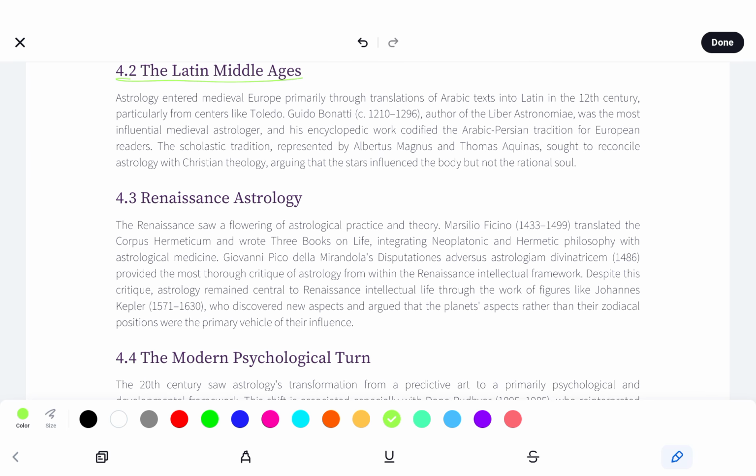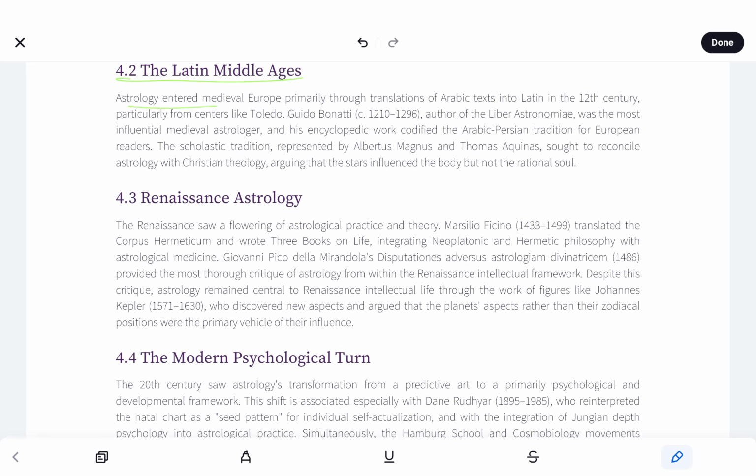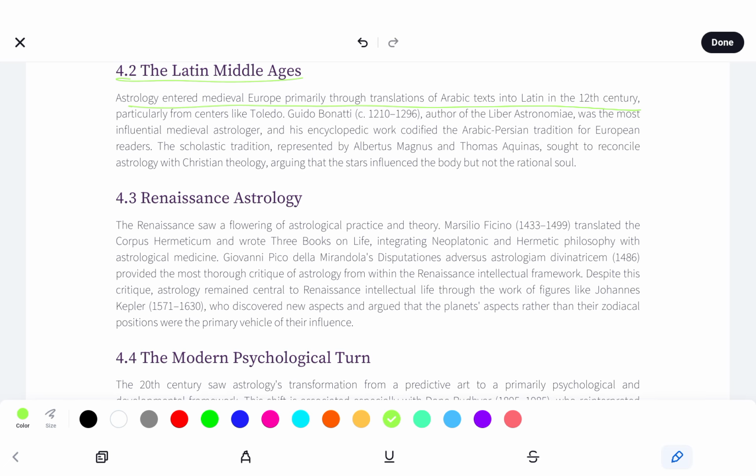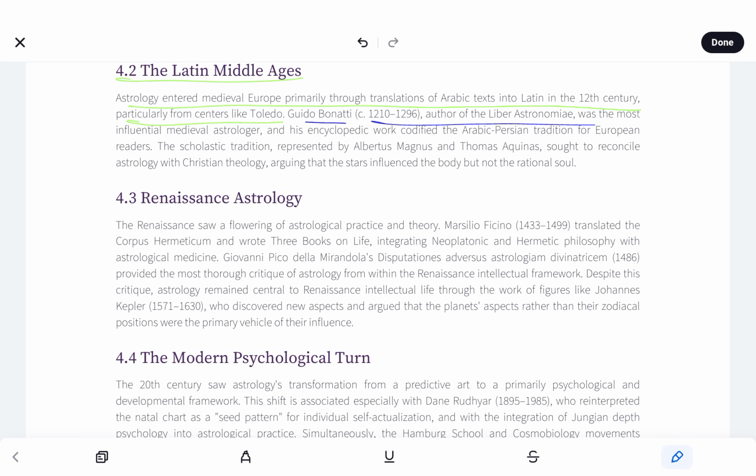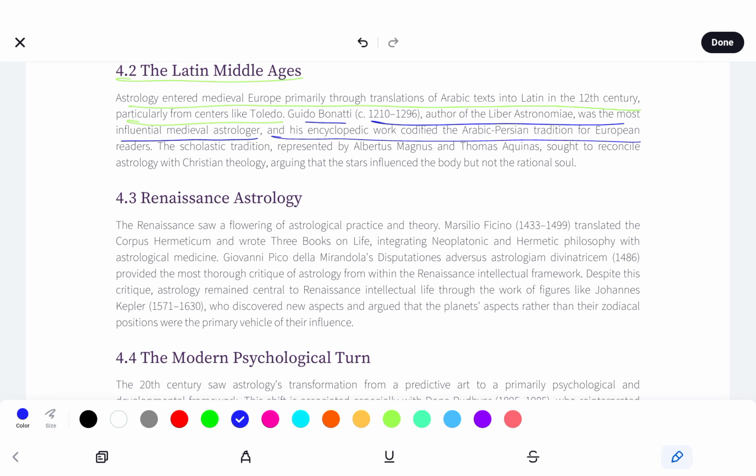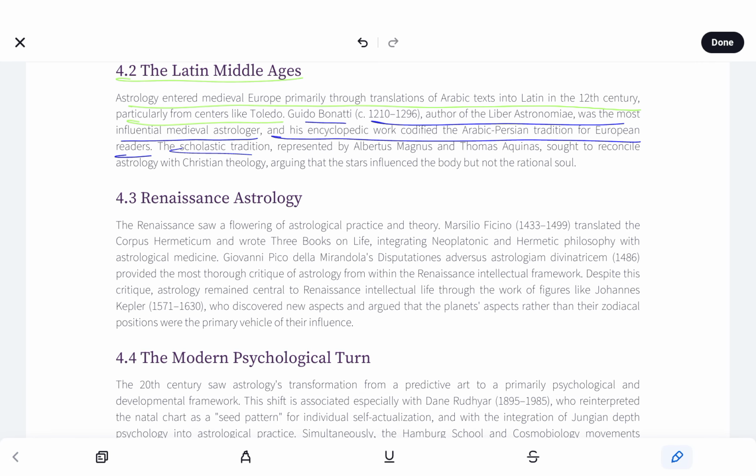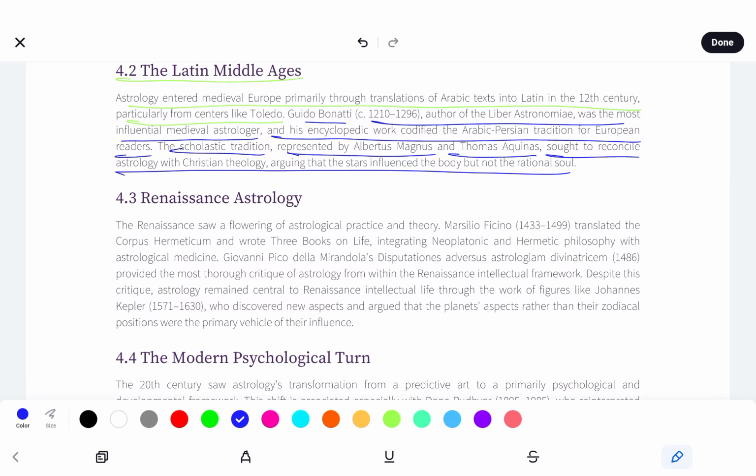The Latin Middle Ages. So astrology entered medieval Europe primarily through translations of Arabic texts into Latin in the 12th century, particularly from centers like Toledo. Guido Bonatti, author of the Liber Astronomiae, was the most influential medieval astrologer, and his encyclopedic work codified the Arabic-Persian tradition for European readers. The scholastic tradition, represented by Albertus Magnus and Thomas Aquinas, sought to reconcile astrology with Christian theology, arguing that the stars influence the body but not the rational soul.